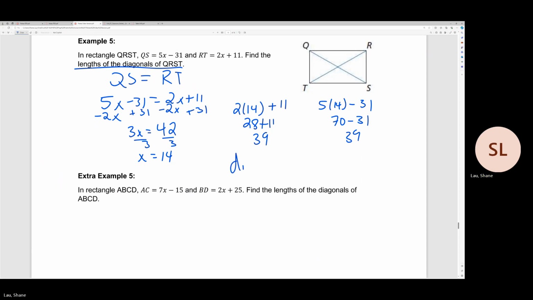Therefore, diagonals equal 39. I guess you could technically say units, but it's not all that necessary, at least in this problem. Other problems, yes, for sure. This one, not so much.